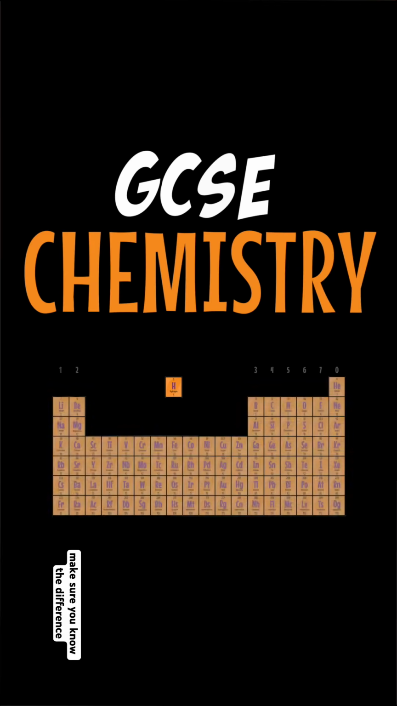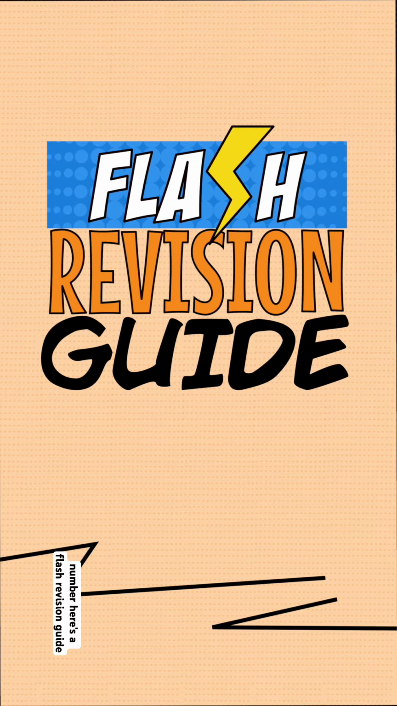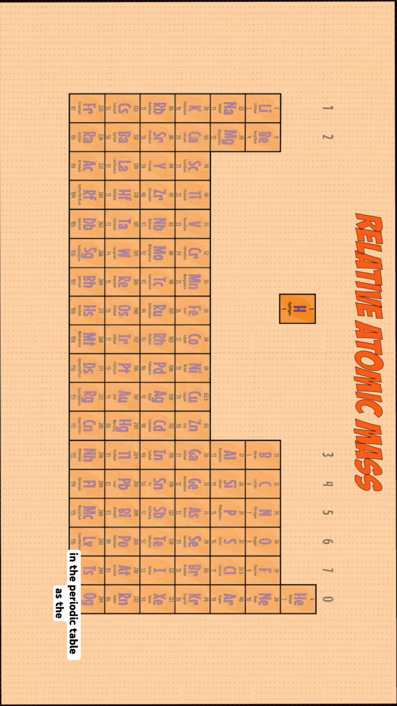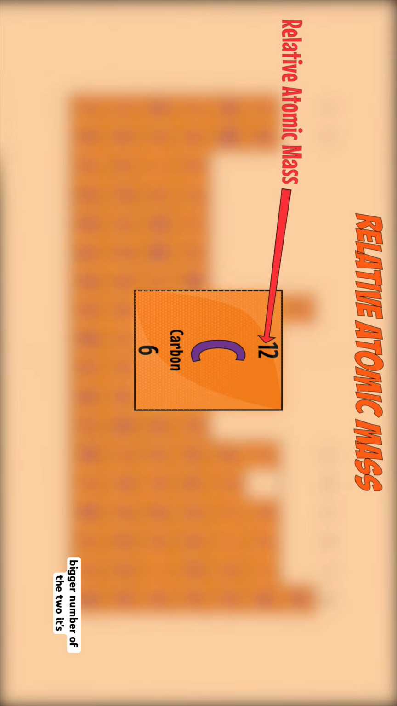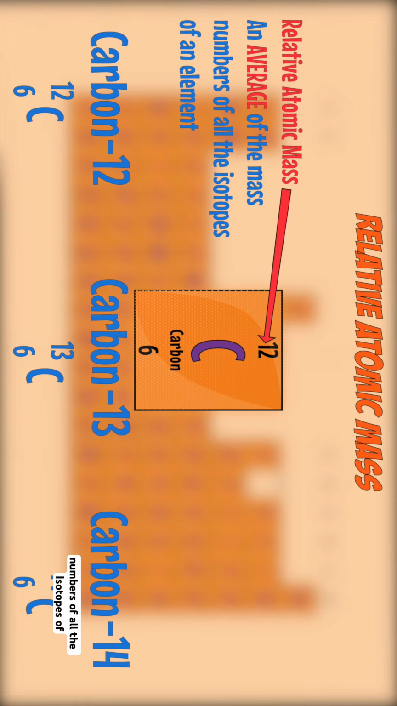Make sure you know the difference between relative atomic mass and mass number. Here's a flash revision guide on relative atomic mass. Each element that exists has its own relative atomic mass, and they are found in the periodic table as the bigger number of the two. It's basically an average of the mass numbers of all the isotopes of a particular element.